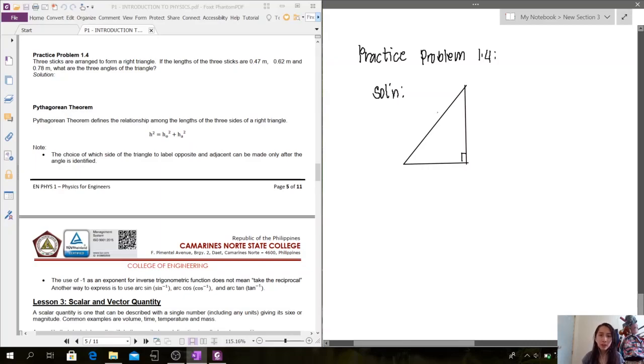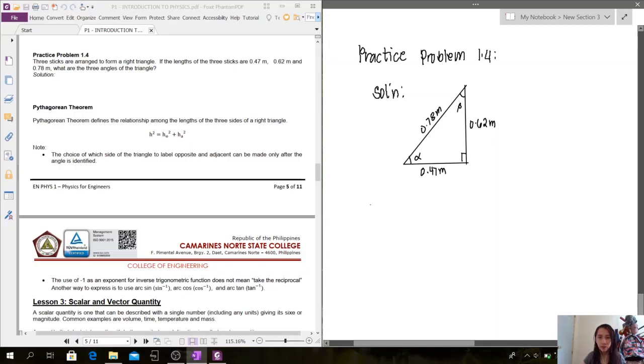And always remember that the longest side is the hypotenuse. So, for this one, this side measures 0.78 meters, and this is the longer leg, which is 0.62 meters, and the last one is the shorter leg, 0.47 meters. So let us assign that this angle here is angle alpha and this one here is angle beta.